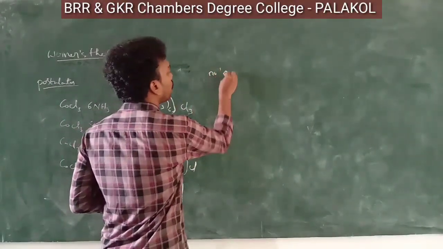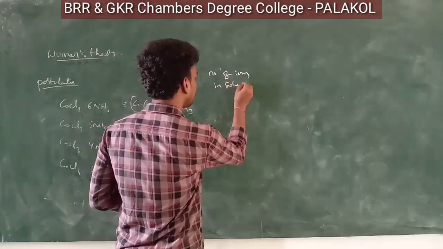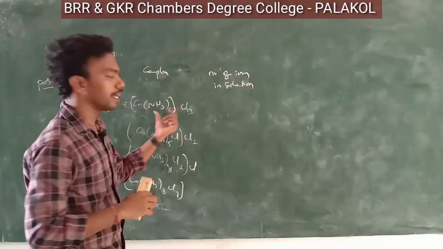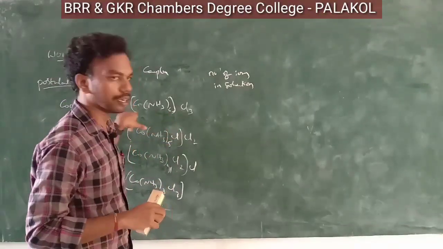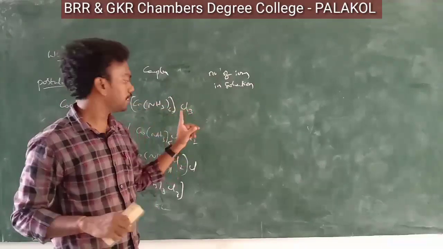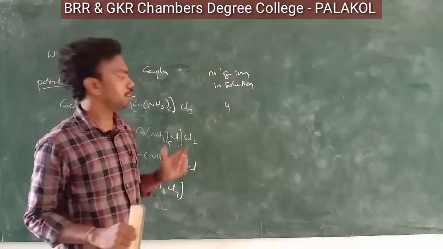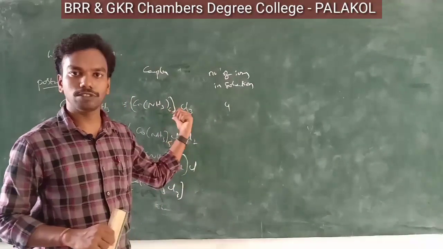So the number of ions in solution. This is the complex cation [Co(NH3)6]3+. 1 complex cation and 3 anions, that is 3 Cl minus. 1 plus 3, so a total of 4 ions in the aqueous solution. So you are getting 4 ions in aqueous solution when it is dissolved, right?